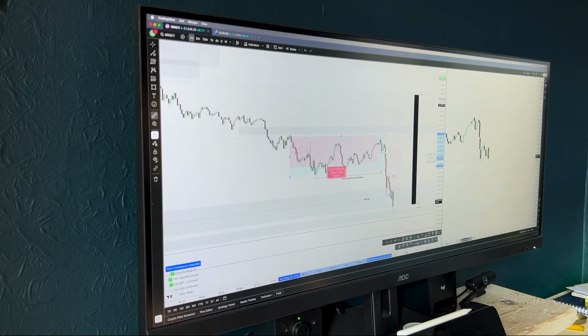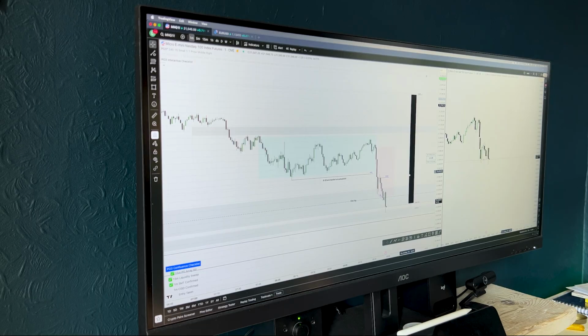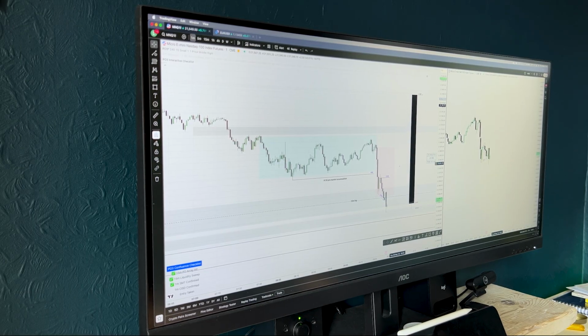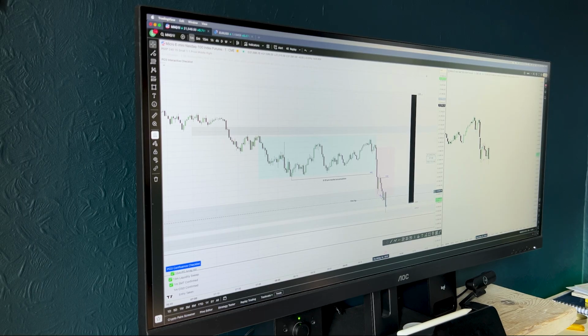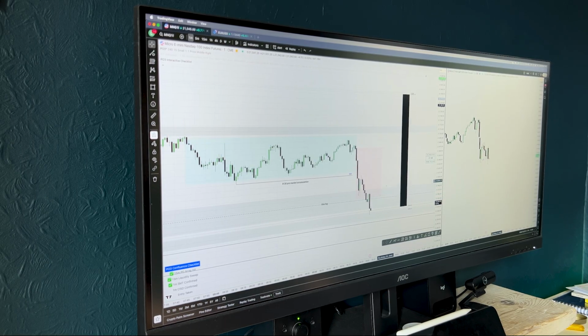We have accumulation here before 9:30. So the 9:30 candle has opened. As you can see, big sell-off at 9:30 already. So now I'm just kind of waiting for my setup to form.